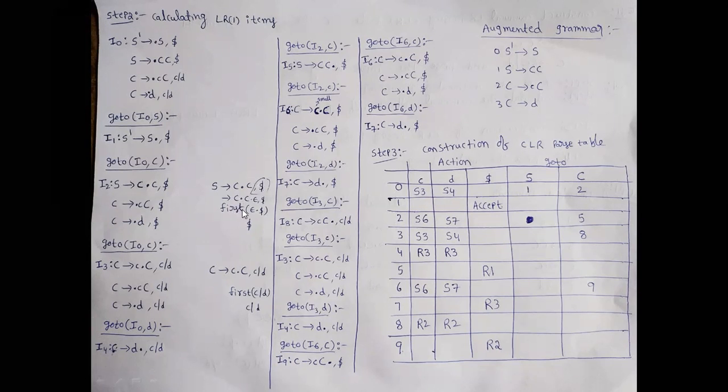So first of epsilon into dollar. We are concatenating epsilon into dollar, that becomes dollar. So first of dollar: dollar is a terminal, and first of any terminal is equal to the terminal. So this is the dollar. Then we are placing lookahead dollar on both these statements. Is there any doubt?